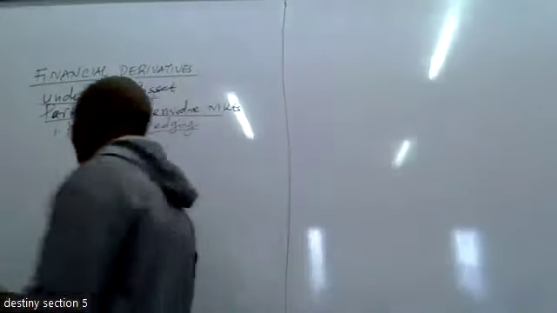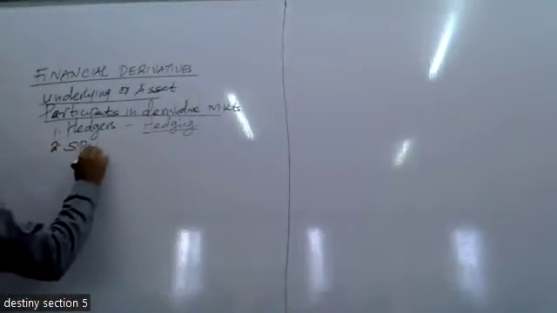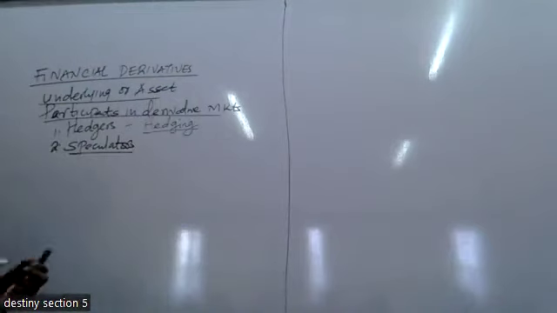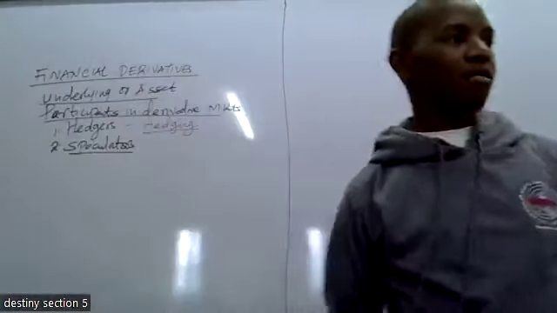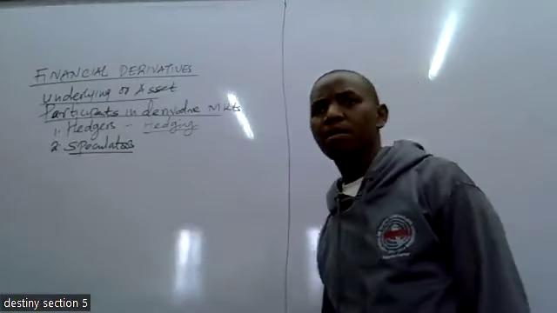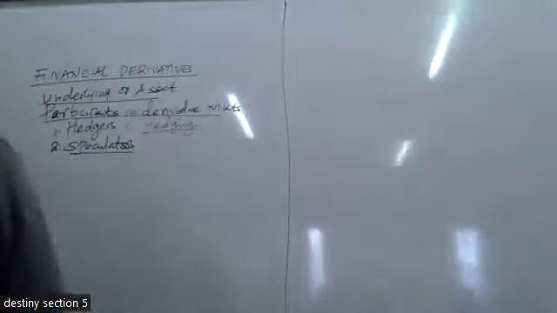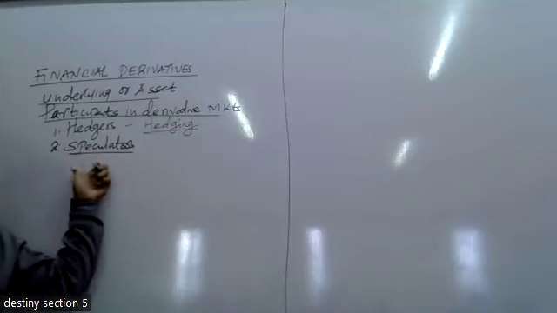So that is the first participants in the derivative market. Number two, we have what we call the speculators. These are participants who enter derivative markets to make profits. So those are what we call the speculators.